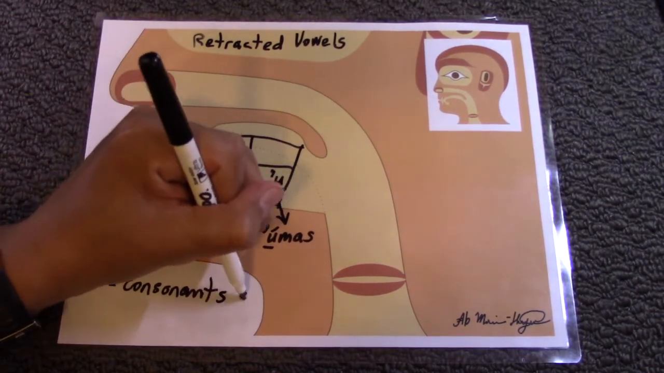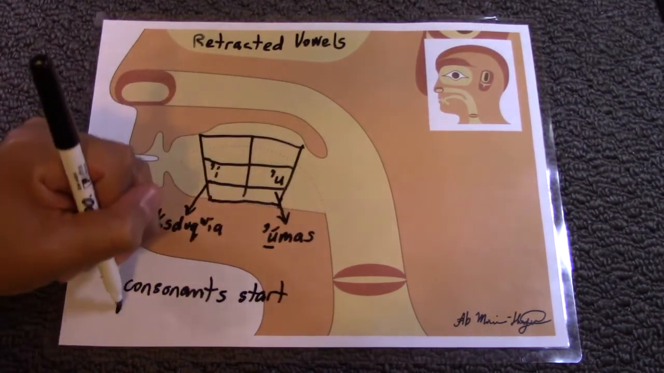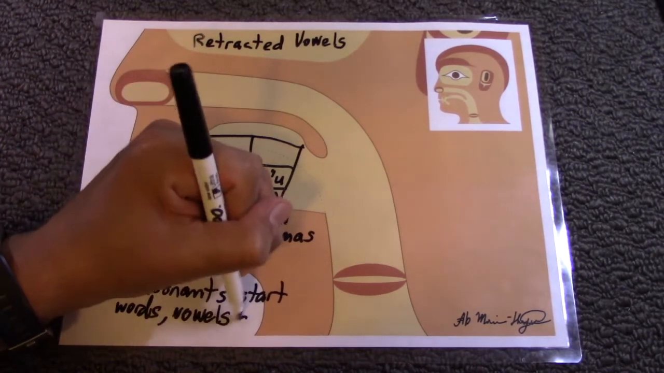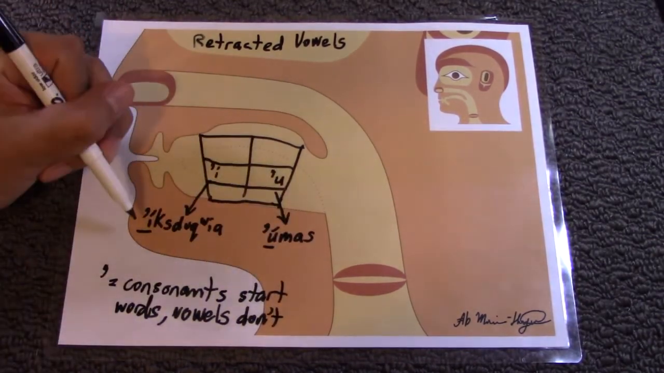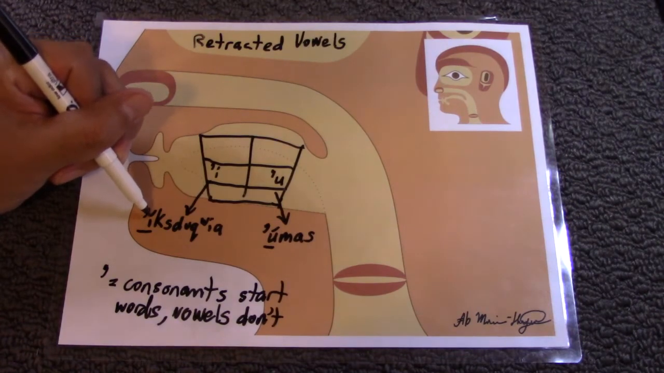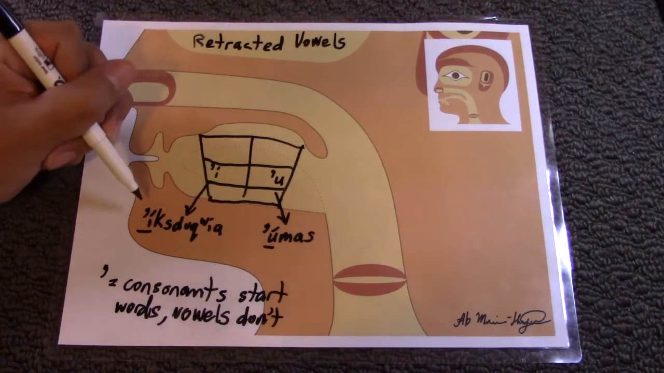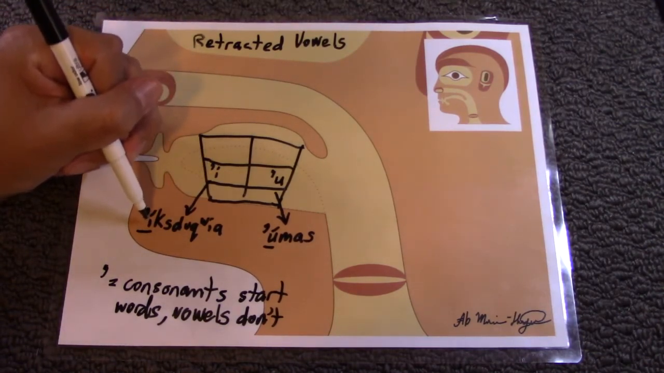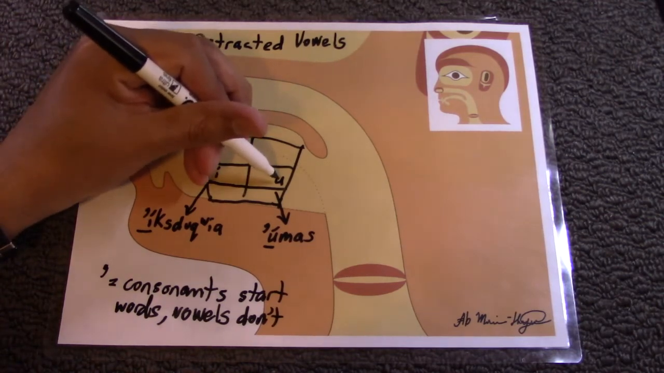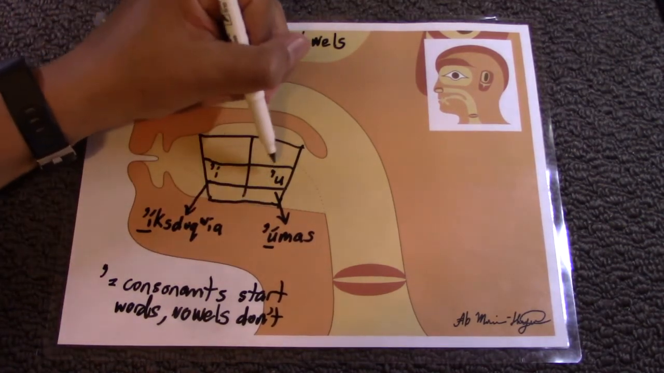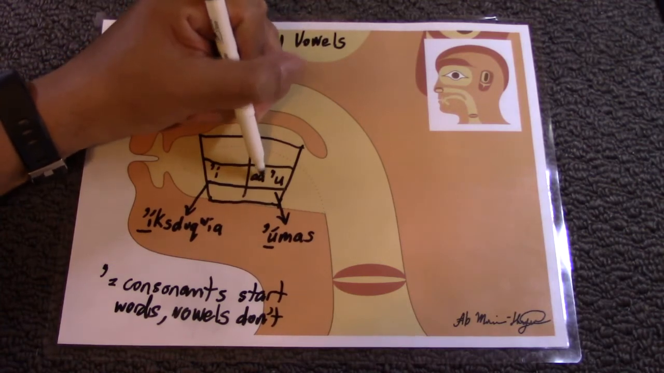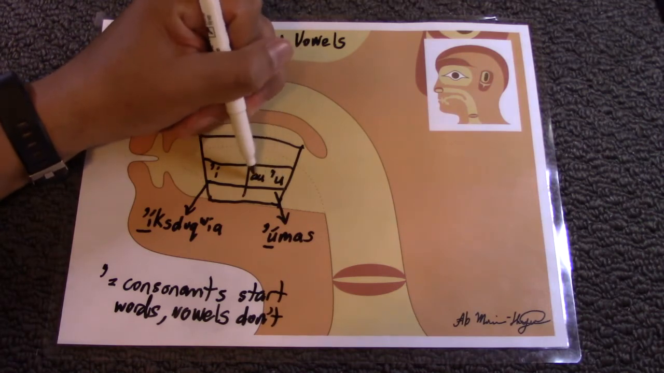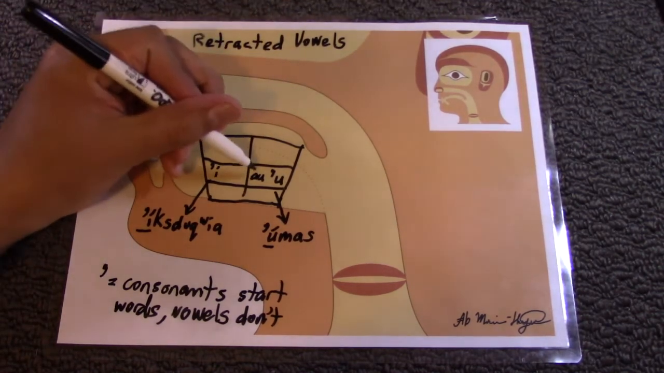Consonants start words. Vowels don't. And it also tells us the sound of this I is going to change. So apostrophe I says A. Apostrophe U says O. And you'll notice in the previous video, this is where the letter combination AU was. It's exactly the same place because it's the same sound. It's a different way of producing that sound.